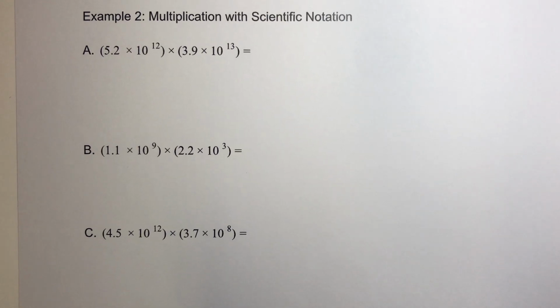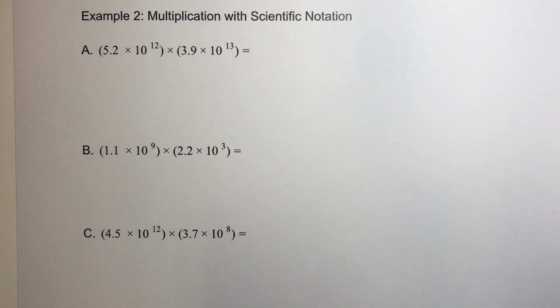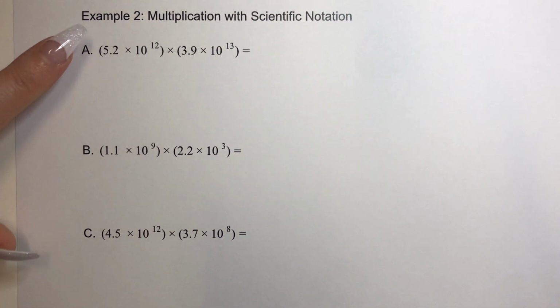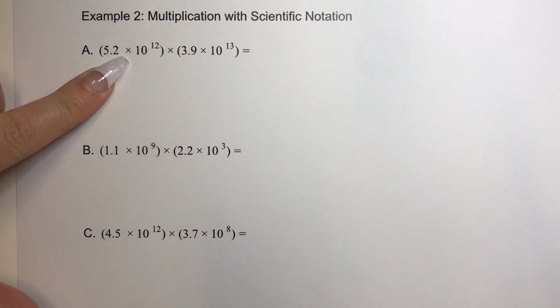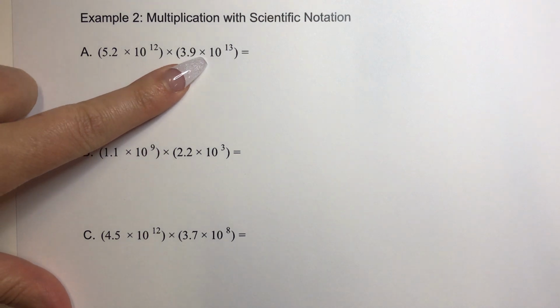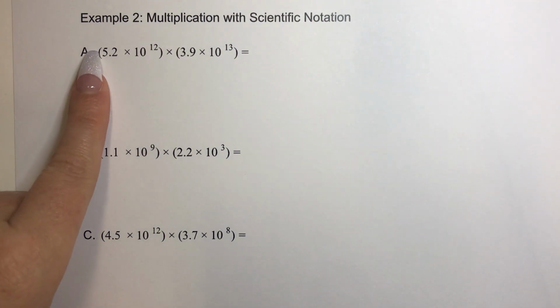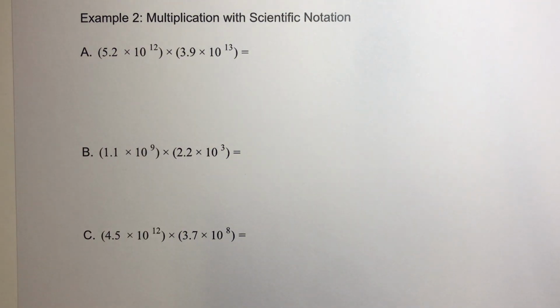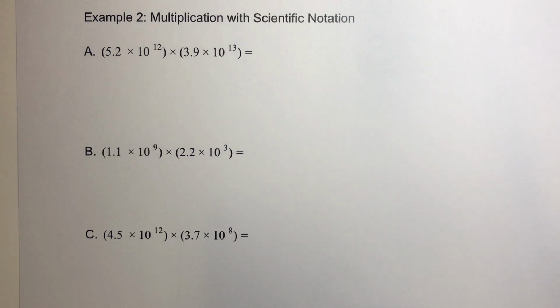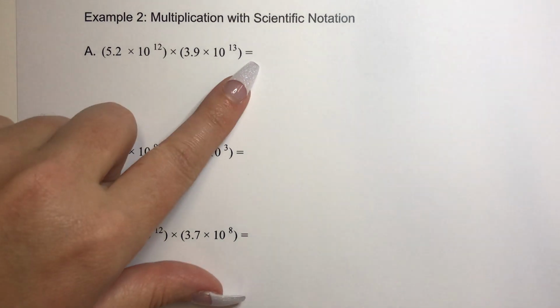All right, welcome back for example 2. We're going to be doing the multiplication of scientific notation. So for problem A, we have 5.2 times 10 to the 12th times 3.9 times 10 to the 13th. Now, since all of these things are multiplied together, we can change the order a little bit, and that's what we're going to do in order to multiply this.